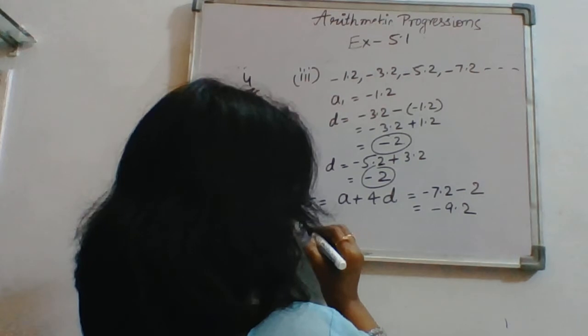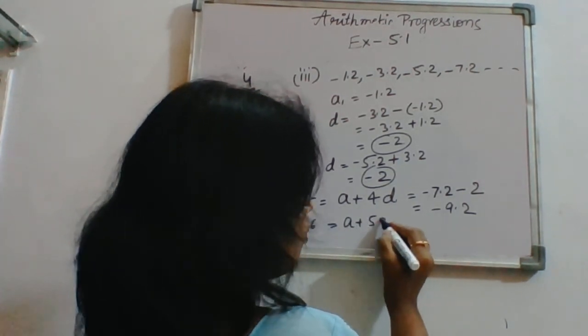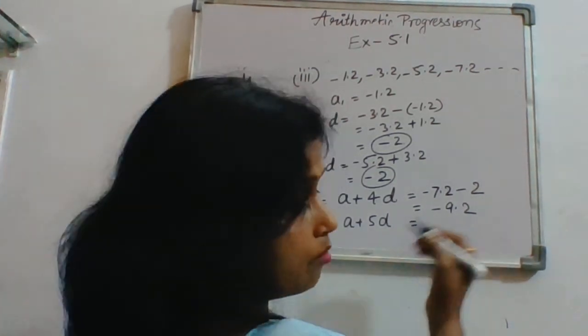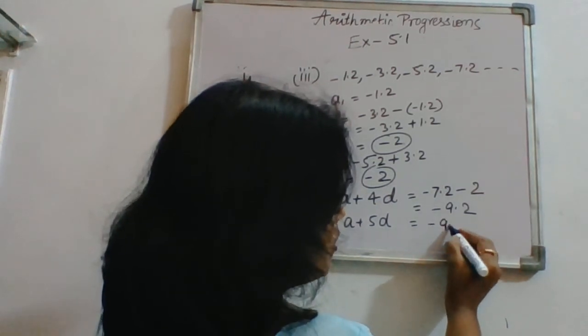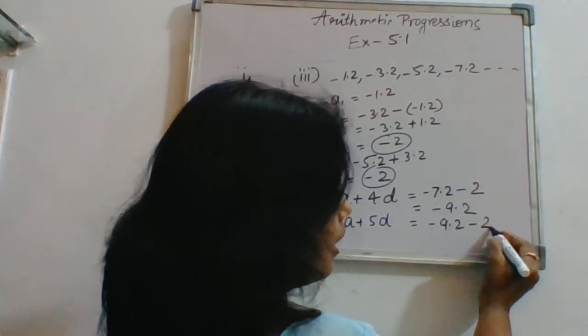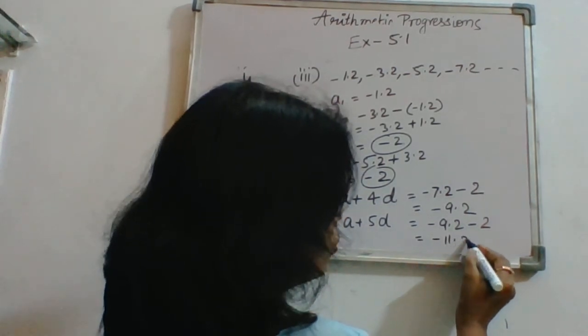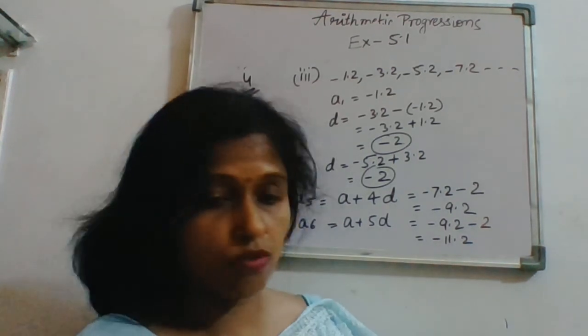And then similarly you can find A6. A6 will actually be A plus 5D. But we can find it when we know the preceding term, minus 9.2. In this, if we add minus 2, we will get minus 11.2. Okay, and in this way you can find the rest of the terms also.